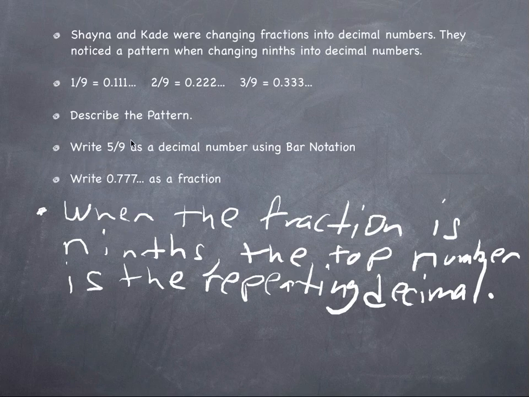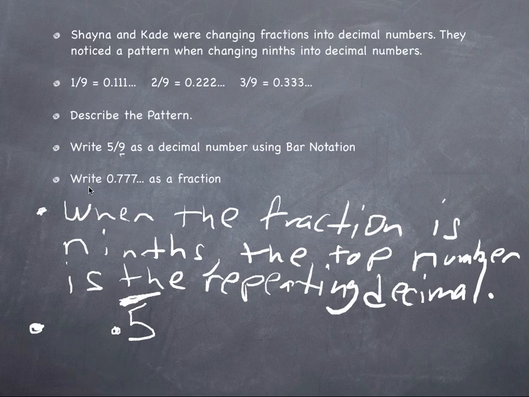So if we have 5/9 as a decimal, how would we do that? What would the decimal number be? 5/9. Well, let's use our pattern here. Since this is a 9 on the bottom still, then whatever the numerator is, the top number is going to be our repeating decimal. So that one's going to be decimal 5. Now it does say use bar notation this time, so I'm going to put a line over top of the 5. So that means the 5 is going to be repeating.